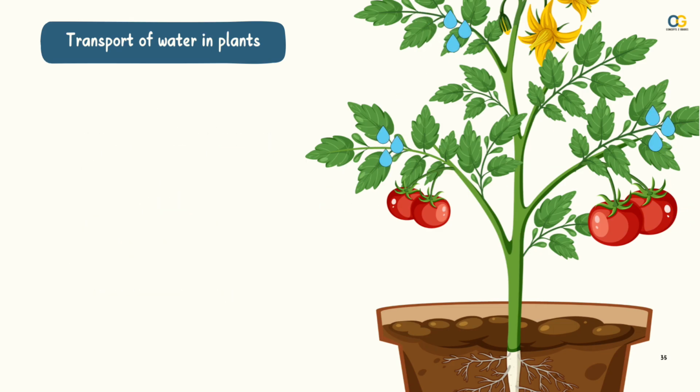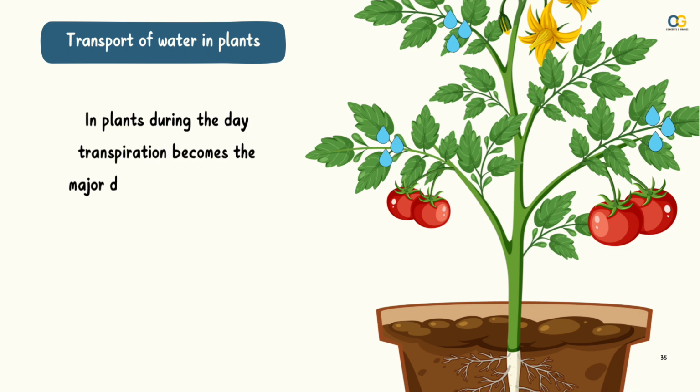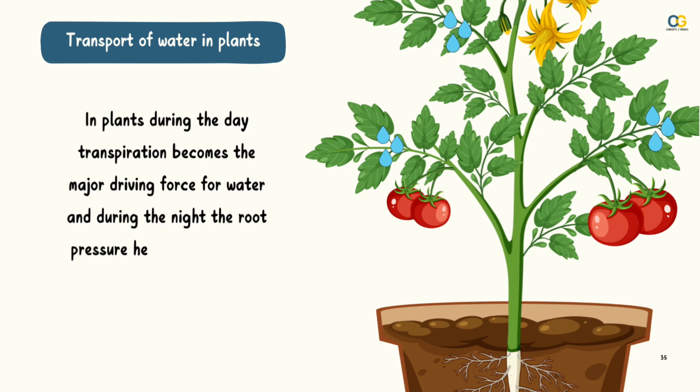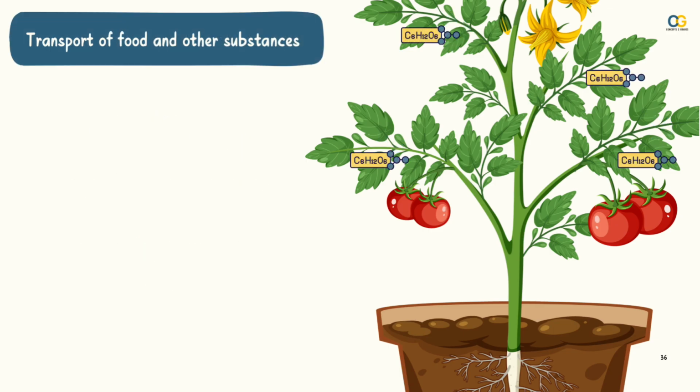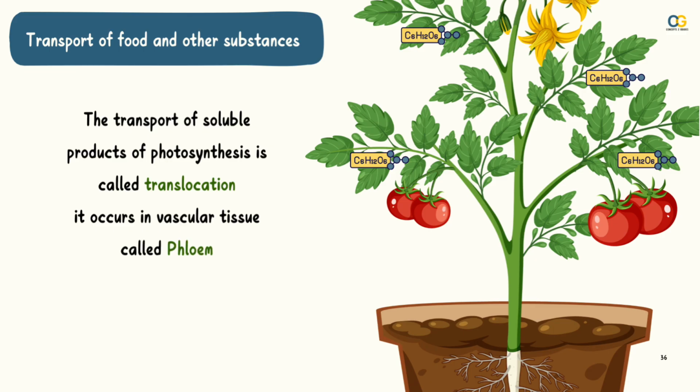In plants during the day, transpiration becomes a major driving force for water, and during the night, the root pressure itself helps in movement of water. The transport of soluble products of photosynthesis is called translocation. It occurs in the vascular tissue called phloem.